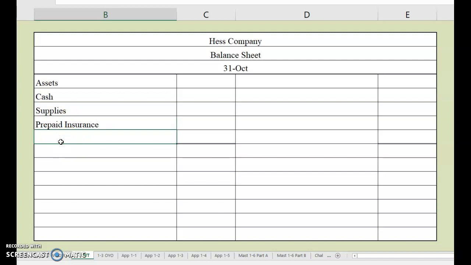Sorry about that interruption. So we have our assets, and then underneath assets, we're going to put total assets, and we'll put our total. And this column is where the money or the amount goes. $2,400 for cash. Supplies is $300, and prepaid insurance is $600. So we want to total those.